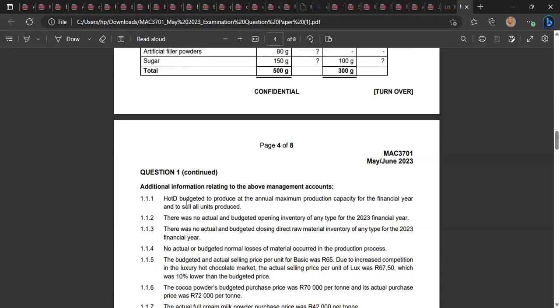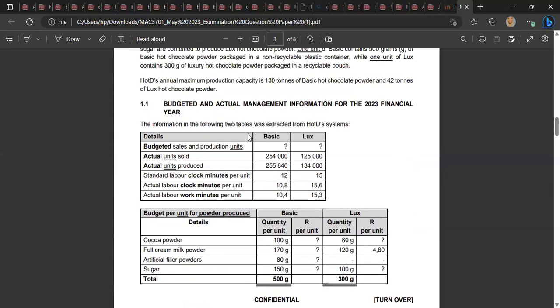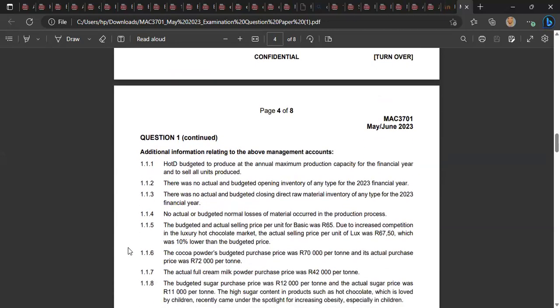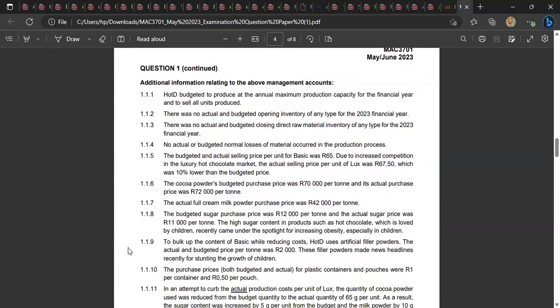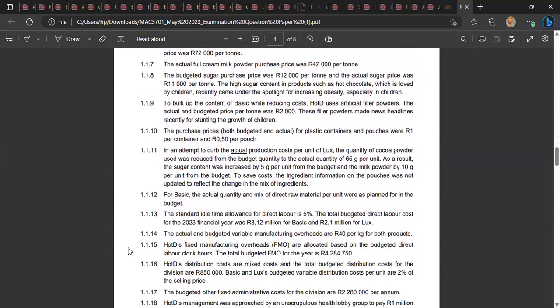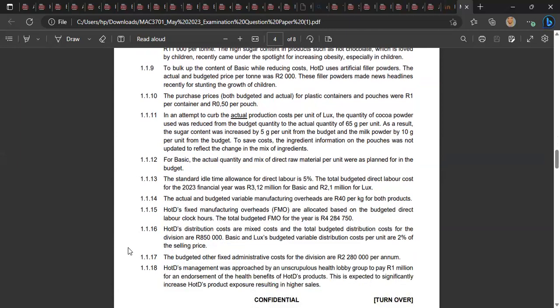And by the way, D budgeted to produce at the annual maximum production capacity, and to sell all the units produced, which is the one that was referred to at first, the 130 tons and 42 tons. That's the information given there. But now we need budgeted fixed costs. And what kind of budgeted fixed costs do we need? The manufacturing fixed costs, right? So we peruse down, it's usually going to be towards the end. There you go.